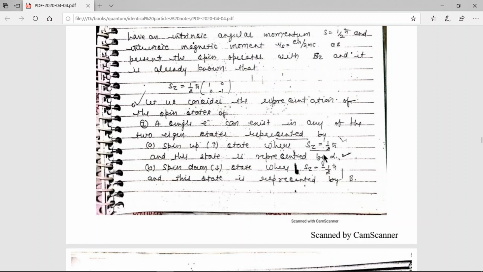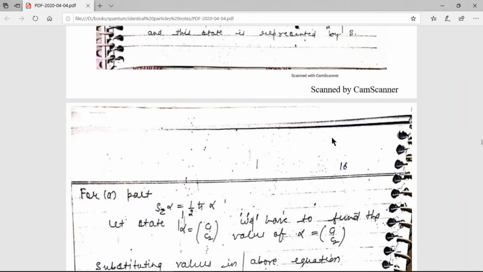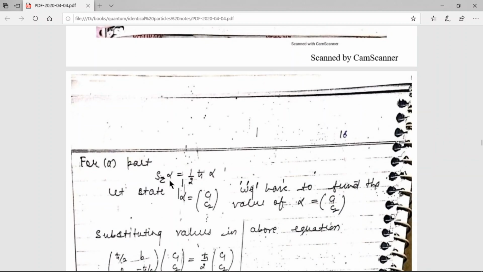Now for spin up, we know that the spin of an electron is a half integral multiple of h cross. Intrinsic angular momentum is a half integral multiple of h cross. For spin up, Sz will be half h cross, and for spin down, Sz will be minus 1 by 2 h cross. Now applying this property on state alpha, we have Sz alpha equal to 1 by 2 h cross alpha.